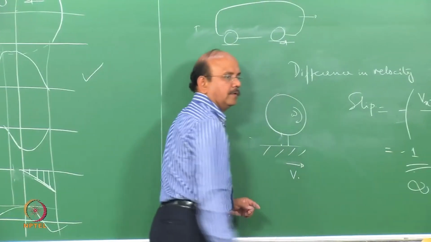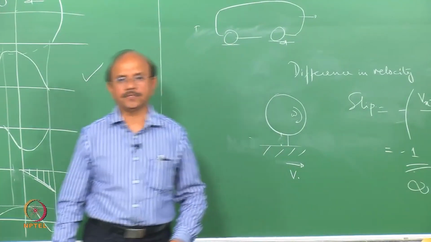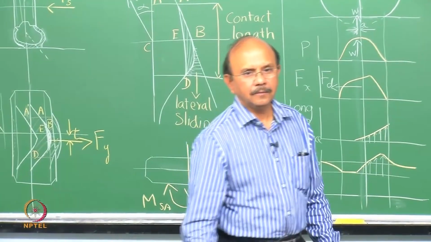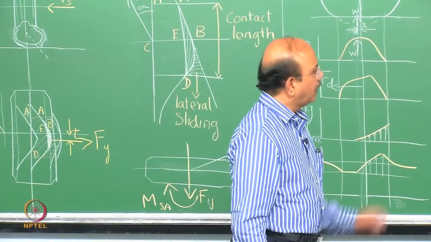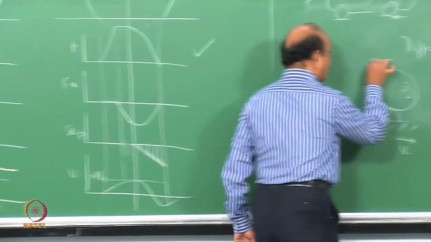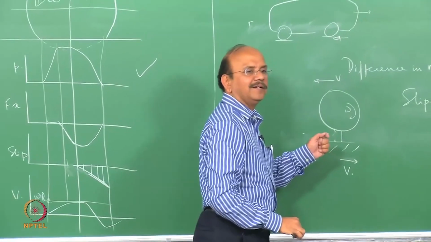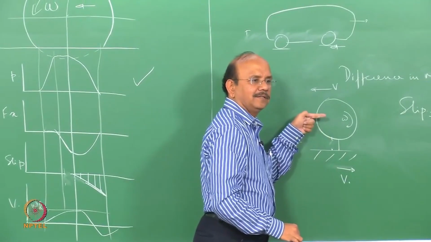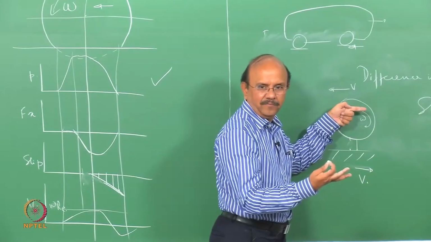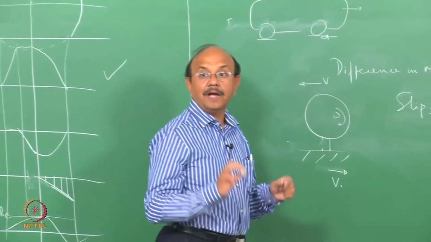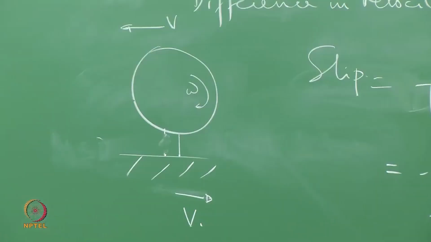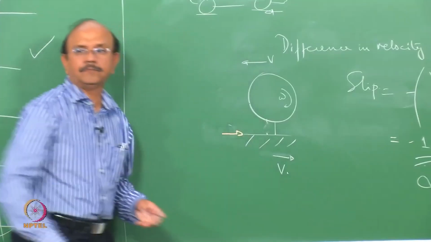so my ground velocity is in this direction. Now, ground velocity is in this direction, vehicle velocity is in this direction, but my acceleration is in this direction, because I want to decelerate. So in other words, I have to produce a force which is going to act like that.